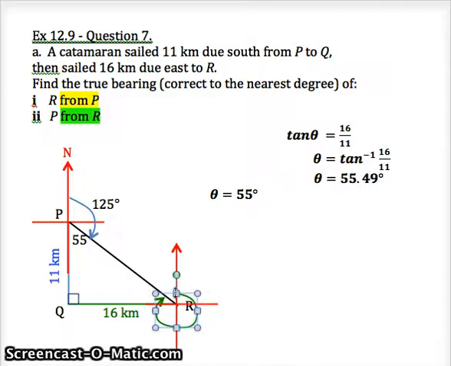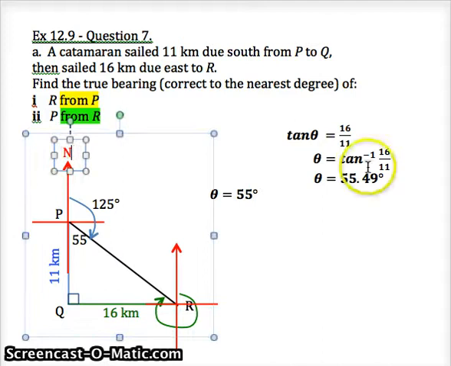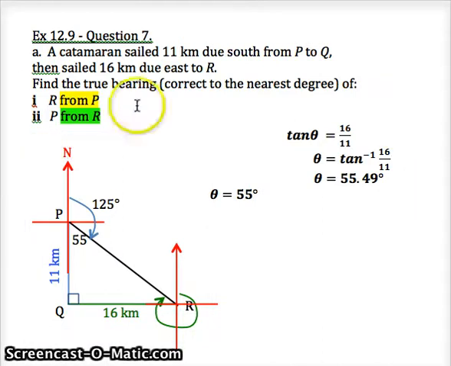So I start from R, go north, go clockwise until I find P. So basically we want that angle marked in there. Now we have to see how we can find that angle there marked in green. So we know that this angle in here is 55 degrees. Because this is also a north sign there, I'll just mark that in. Then because they're both north, as I said, those two lines with the arrows on them are parallel.